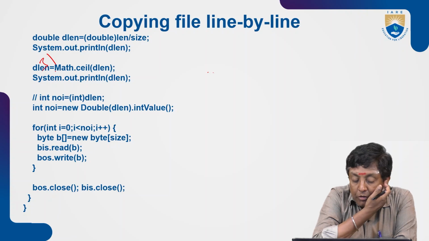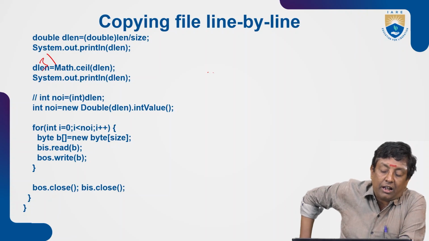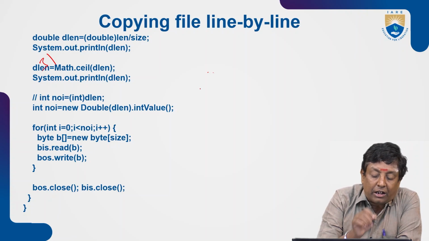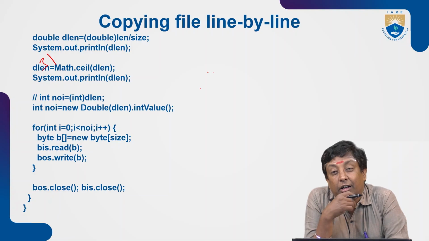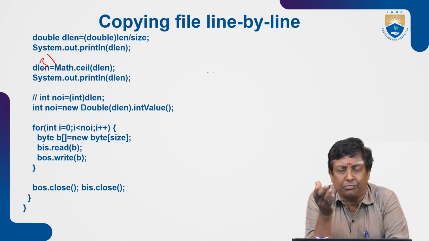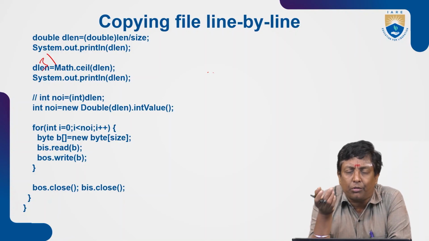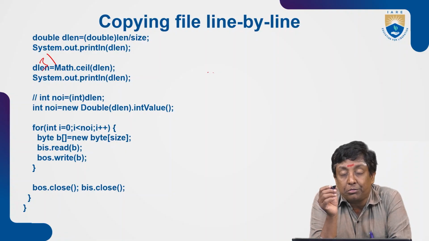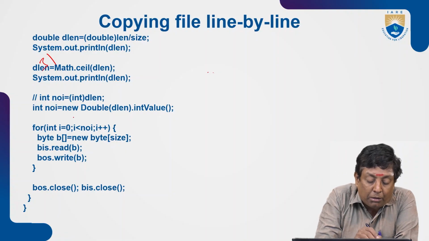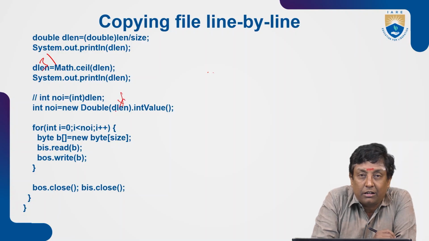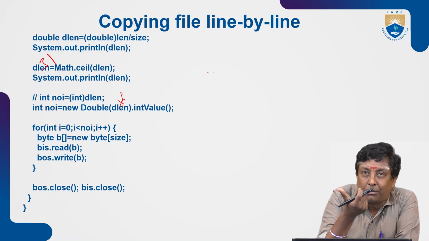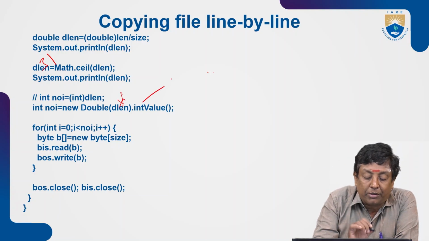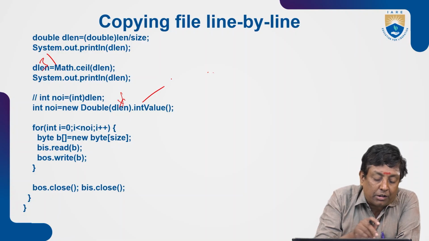That is how many lines we want to read. Next, the double value we are converting into int. How to convert a double value into int? You can typecast it into int, no problem. But through the wrapper classes, the double value should be wrapped into a Double object: new Double(d length). Then if you call the Double object's intValue method, it will convert it.